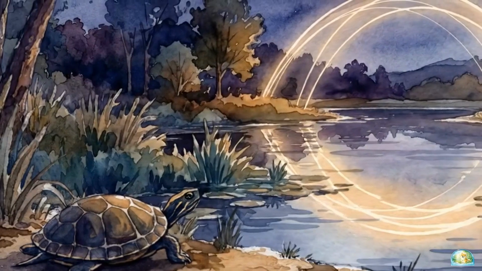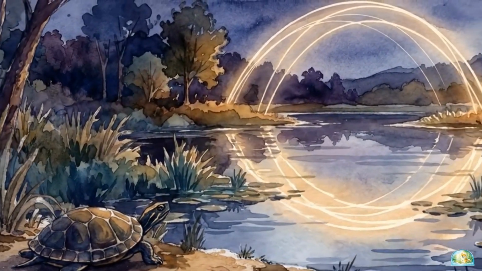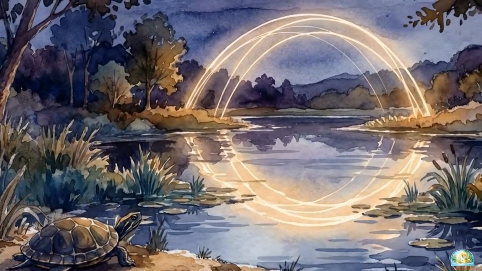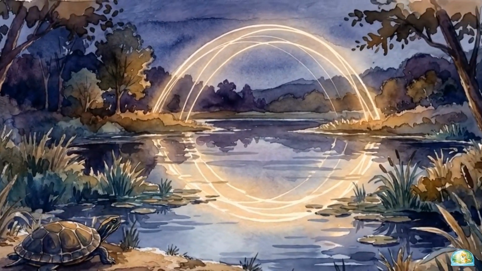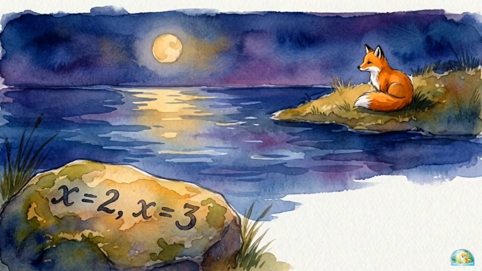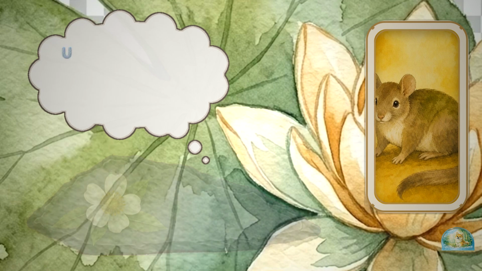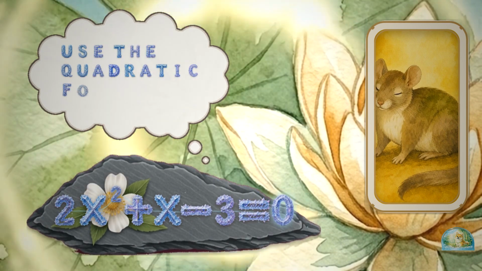By following the structure of the equation, we find the exact numbers that define this environment. The landscape of moon-pond parabola is now clear. Algebra is a language that maps the geometric and physical patterns of the world around us. The quadratic formula gives 1 and negative 3 halves.